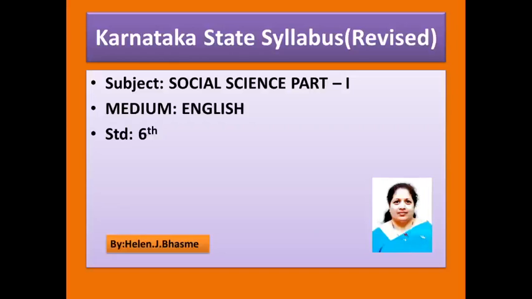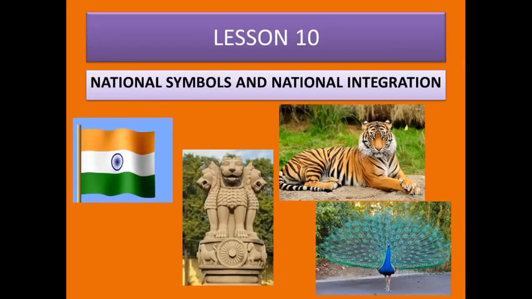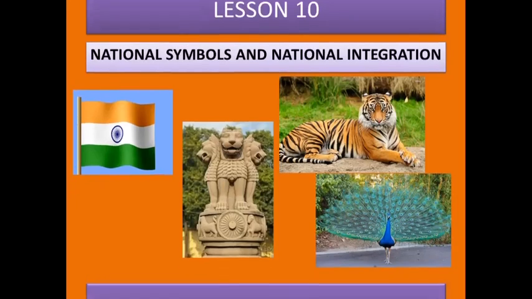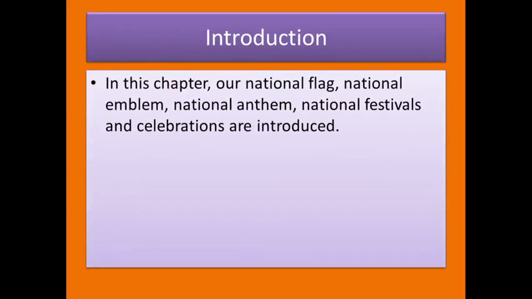Hello children, today let us learn social science, that is civic lesson number 10, national symbols and national integration. Introduction of the lesson. In this chapter, our national flag, national emblem, national anthem, national festivals and celebrations are introduced.